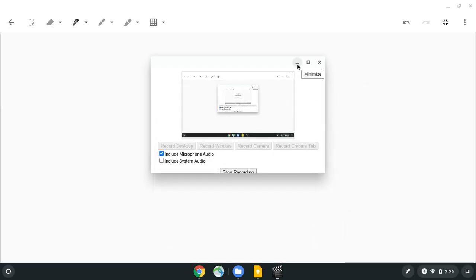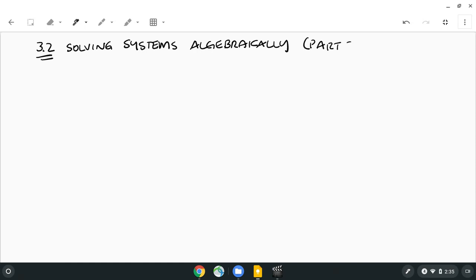Okay, so welcome to part 2 for 3.2, solving systems algebraically. So in the first part, we looked at substitution method. So here we are going to look at elimination method. So 3.2, solving systems algebraically. And we are doing part 2 here, elimination method.